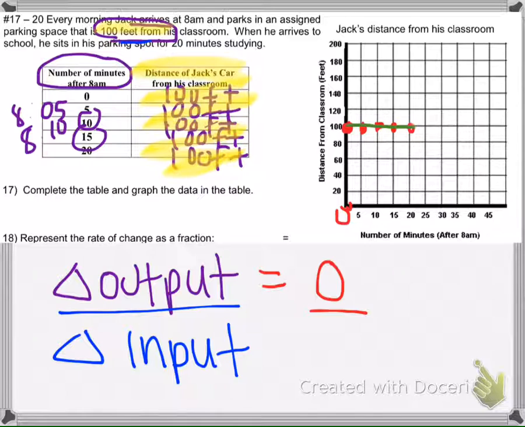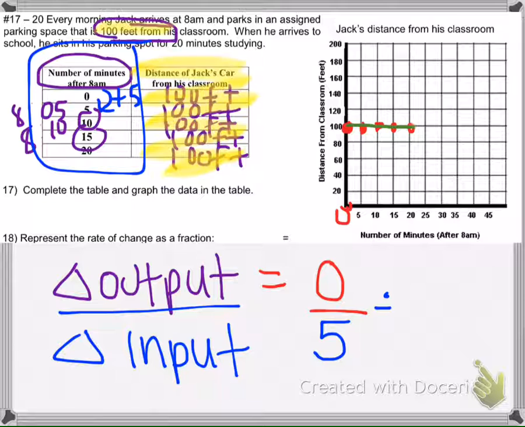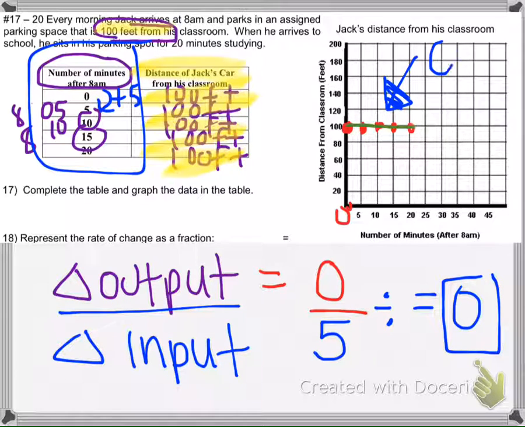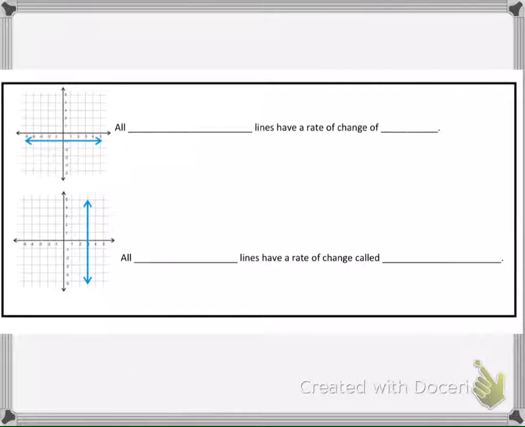Well, the input is the left side of the table. So we could see that it's changing by 5 minutes every time. Well, 0 divided by 5 is 0. So whenever you have a horizontal line like this, the rate of change is always going to be 0 because your output is going to change by 0, and 0 divided by any number is 0. So all horizontal lines have a rate of change of 0.